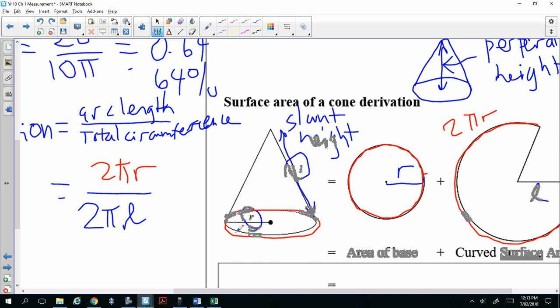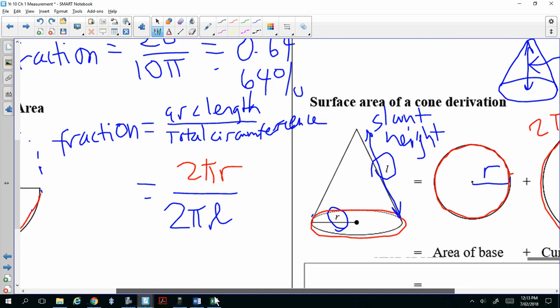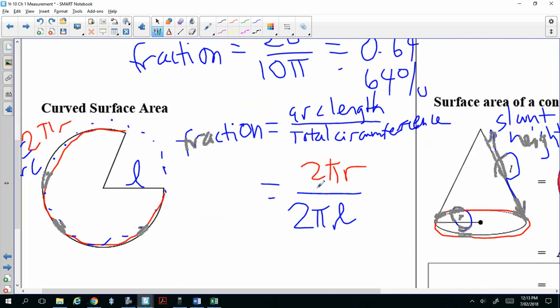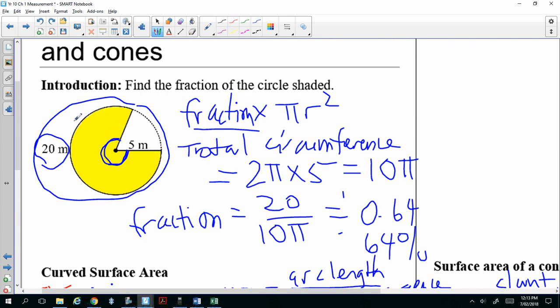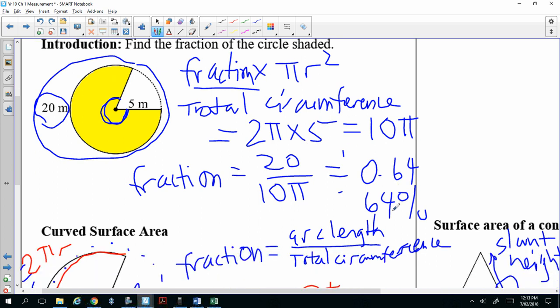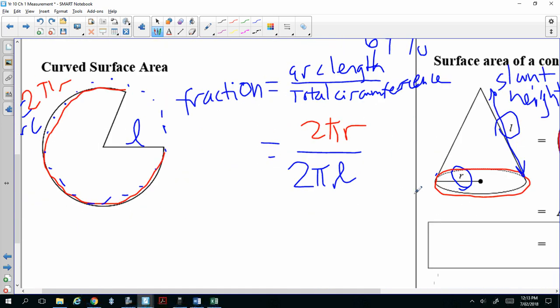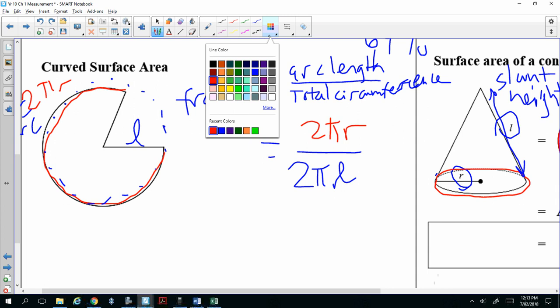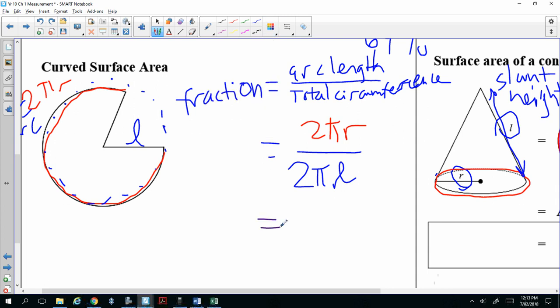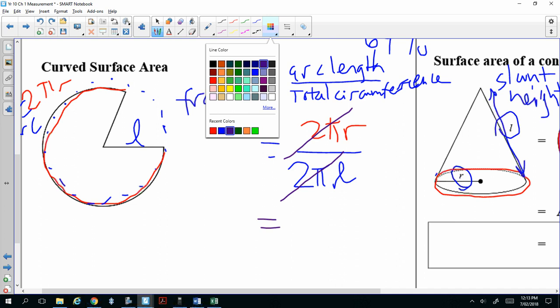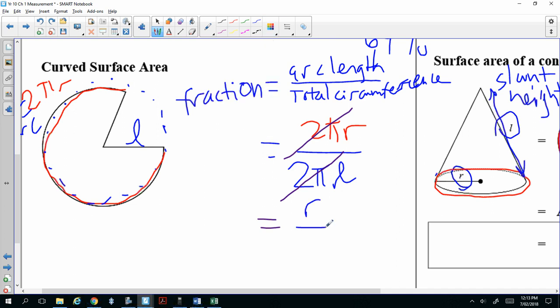By dividing the arc length by the total circumference, we get the fraction of the whole circle. Like we did here. We did 20 divided by the total circumference. We got 64%. Now, as you can see, they cancel out. What gets cancelled out? The 2 pi. So you end up with r over L. That's the fraction. So we have a simple formula to calculate the fraction of the full circle. Just divide the radius by L. Very, very convenient.